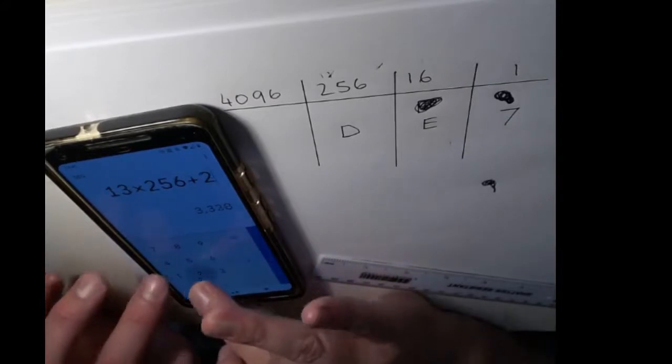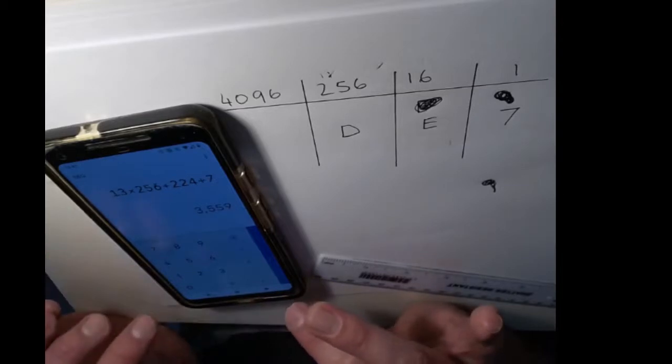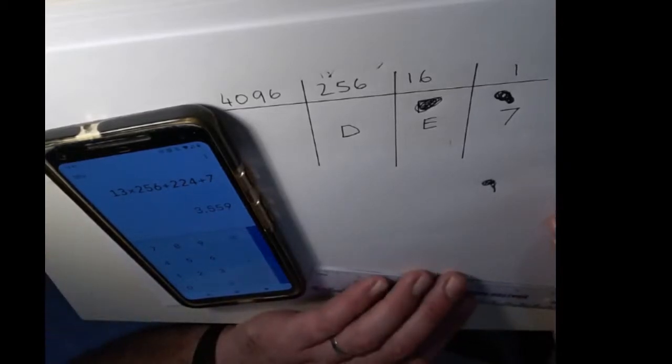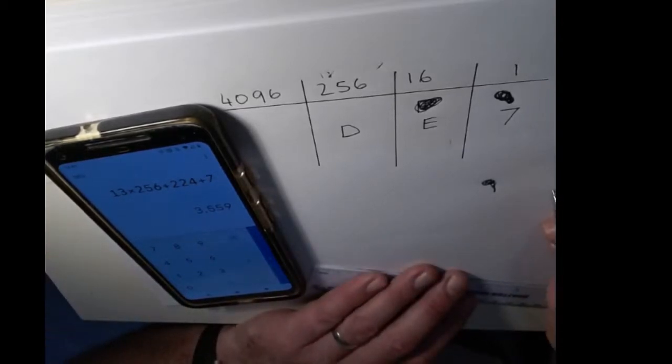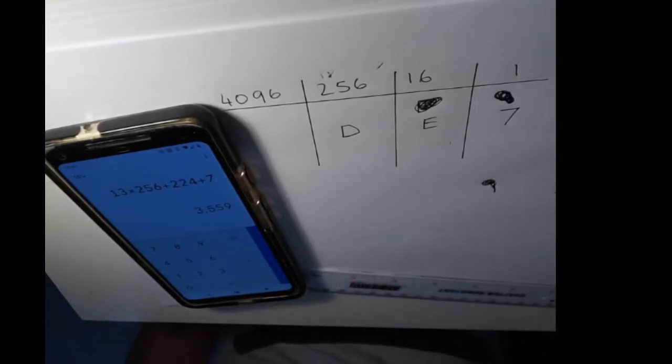Now if we add those together, so we add 3,328 and 224 and then we add 7, we get the answer that DE7 is 3,559. I hope that makes sense.